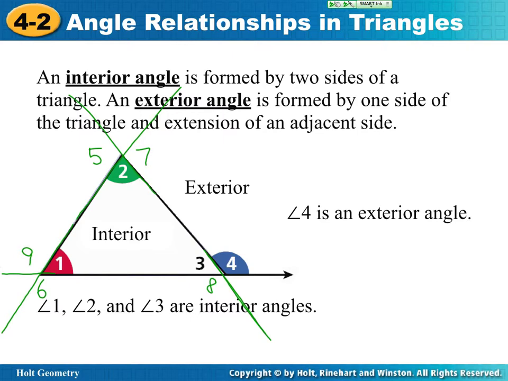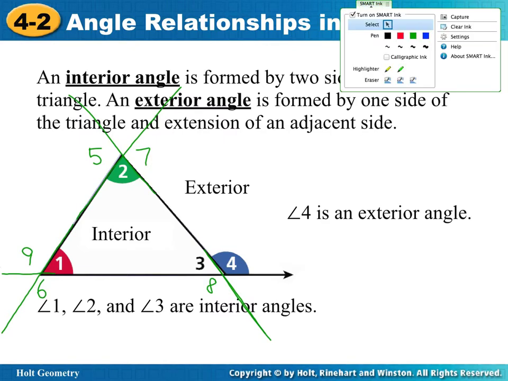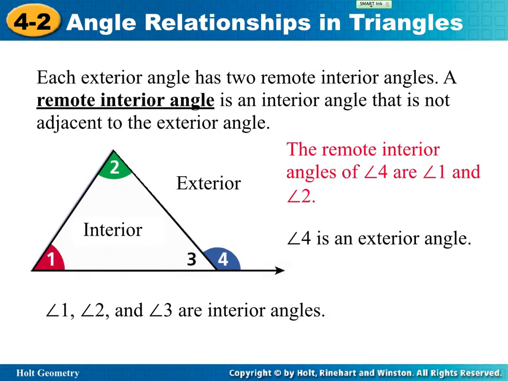For an exterior angle, you have to extend a side. So don't just randomly draw it out. You have to extend a side. For the exterior angle, we're going to have a theorem in just a little bit, and I need to make sure you understand what a remote interior angle is. All of the angles 1, 2, and 3 are interior. A remote interior angle is an interior angle that's not adjacent to the exterior. So 4 is my exterior angle, 3 is adjacent to it, so the remote interior angles are 1 and 2.